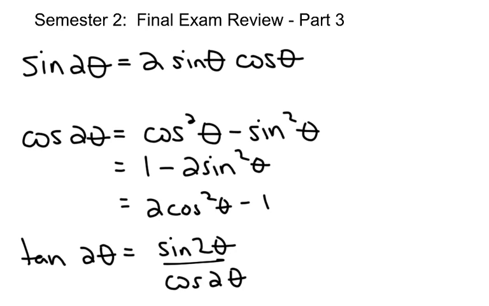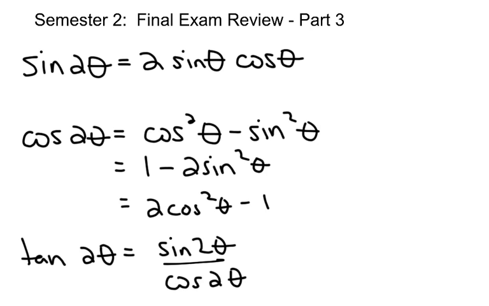This is part 3 of the Semester 2 final exam review. In Chapter 7, we talked about something called the double angle theorems. I mentioned them in the last video. The double angle theorem for sine is sine 2 theta equals 2 sine theta cosine theta.